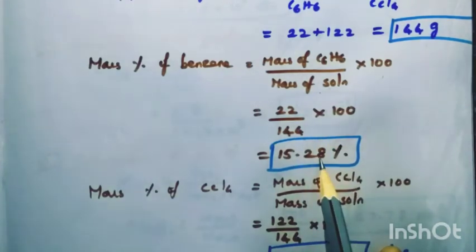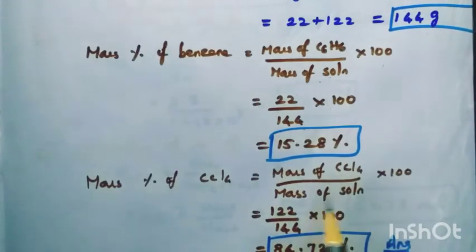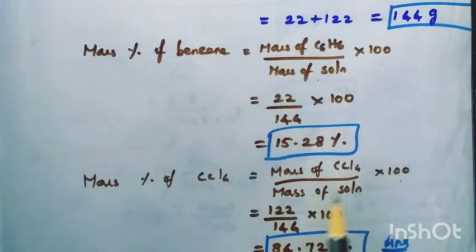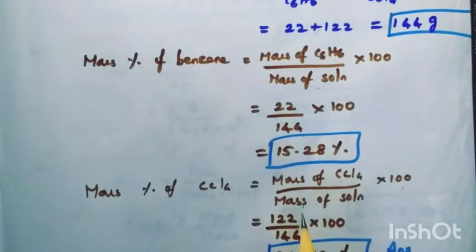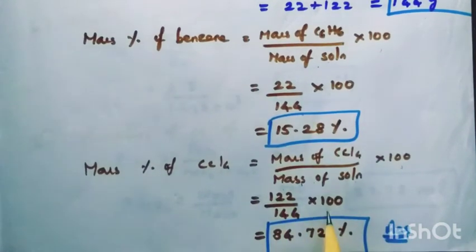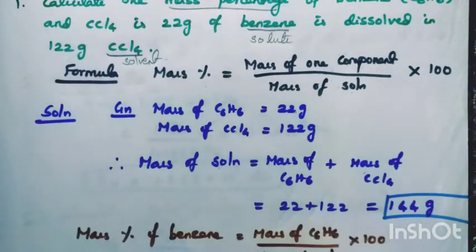We get this value. And how to find the CCl4? Mass of CCl4 by mass of solution into 100. That is 122. Mass of CCl4 is 122, so 122 by 144 into 100. That is equal to 84.72. So this is the answer. This is a simple formula that can easily be substituted.